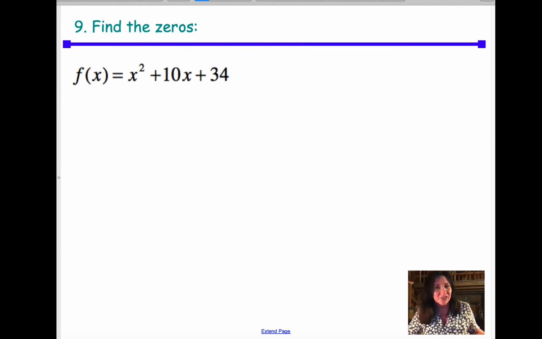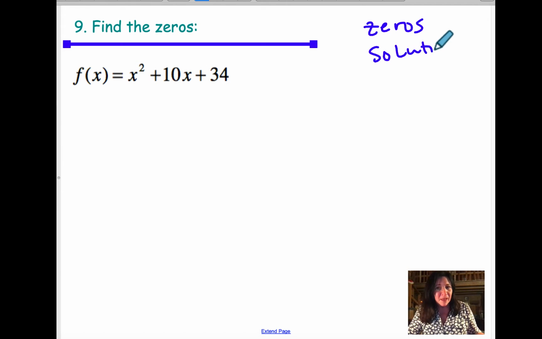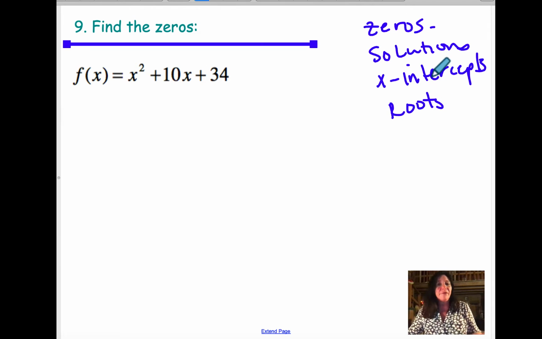Finding the zeros is actually asking several things. There are different ways to write zeros, right? Realistically, finding the zeros is the same thing as saying finding the solutions. It's saying find your x-intercepts. These are all the same thing, right? X-intercepts, what's the other one? Roots. All of these are saying find the zeros.